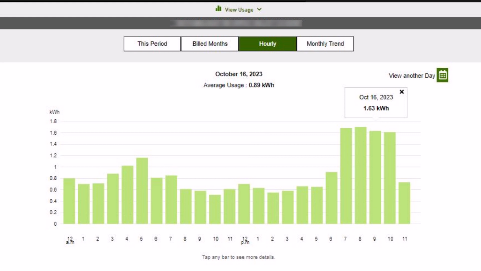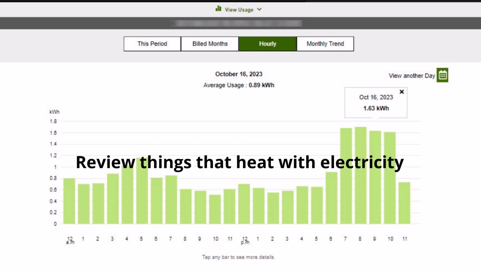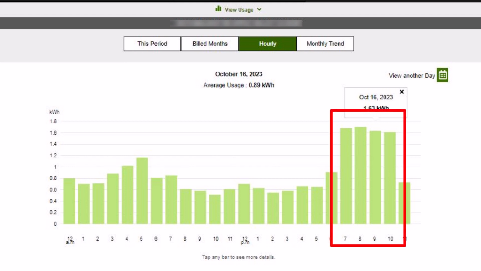The next type of appliance that typically will cause an increase in the bill would be things that heat with electricity. This hourly graph displays a customer that used 2 portable heaters from 7 p.m. through 10 p.m. You can clearly see the increase in the consumption of electricity.